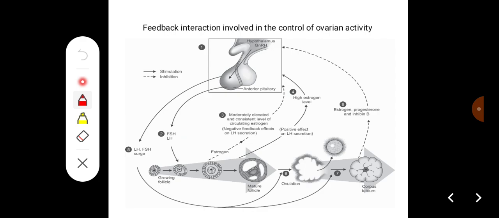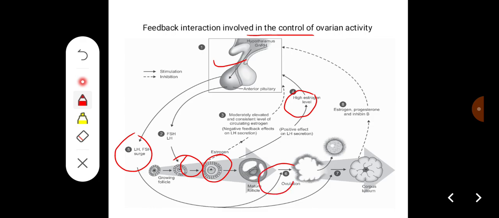So this diagram shows the feedback interaction involved in controlling the ovarian activity. At the start of the cycle, increased levels of GnRH, FSH and LH lead to the stimulation of the ovarian cycle, and there is a gradual increase in the secretion of estrogen. Because of the sustained high estrogen levels, this leads to the LH and FSH surge, mainly the LH surge, which leads to ovulation.